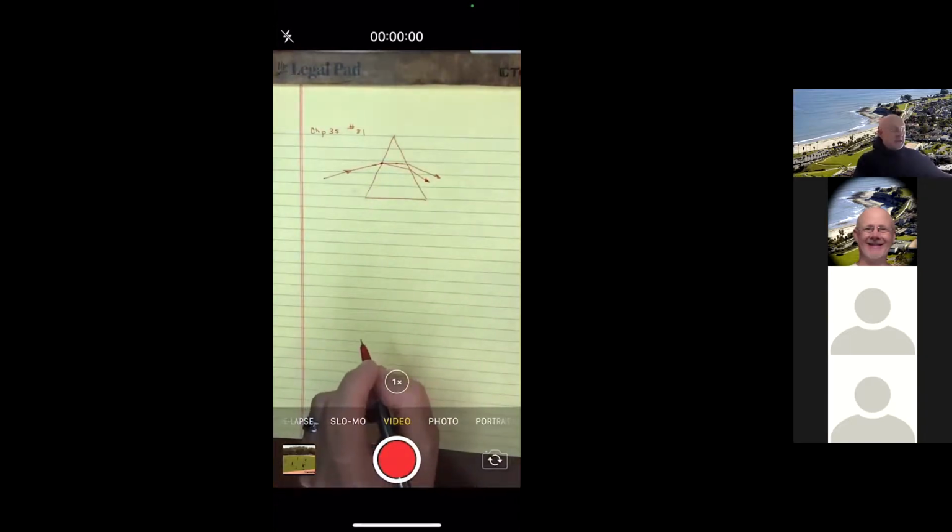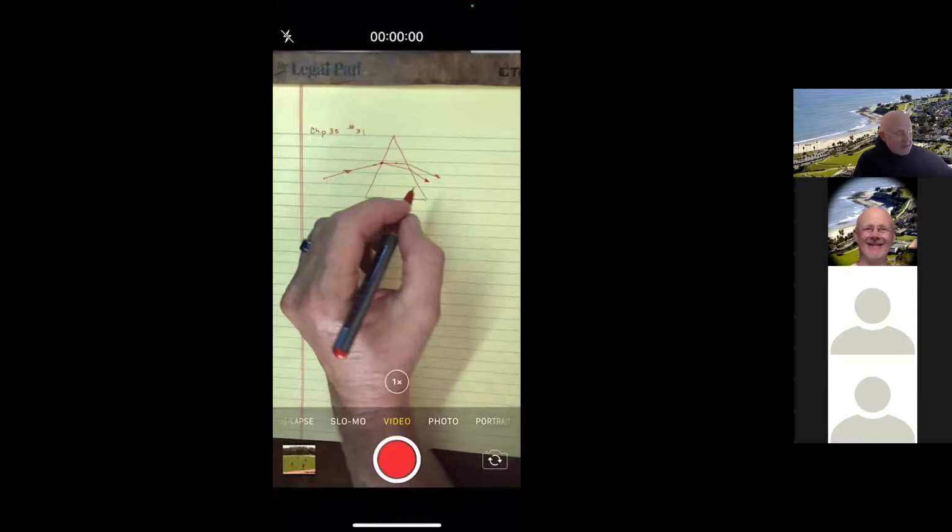But since the index is slightly different, and the index is bigger for the violets and the blues than the reds, there'll be a different amount of bending, and the violets will bend the most and the reds the least. And I'll put just green here. I won't try to fit the whole ROY G. BIV in here. But from the extremes here, there would be this light that's coming out, and the direction of travel will be different for the different colors.